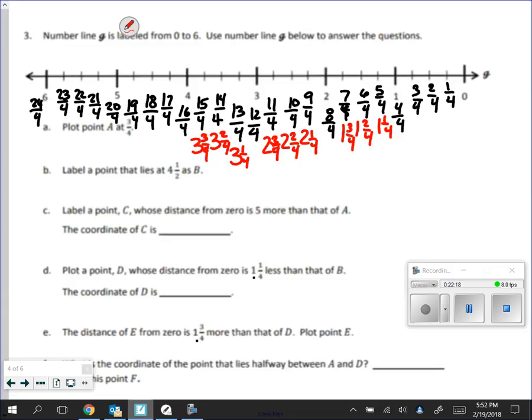Okay, plot point A at 3/4. That's easy. Label a point that lies at 4.5 as B. Well, if you had finished marking these, 4.5 would be right here as B. Label a point C whose distance from 0 is 5 more than that of A. Well, A was 3/4. 5 more than A would be 5 3/4. So C would be 5 3/4.